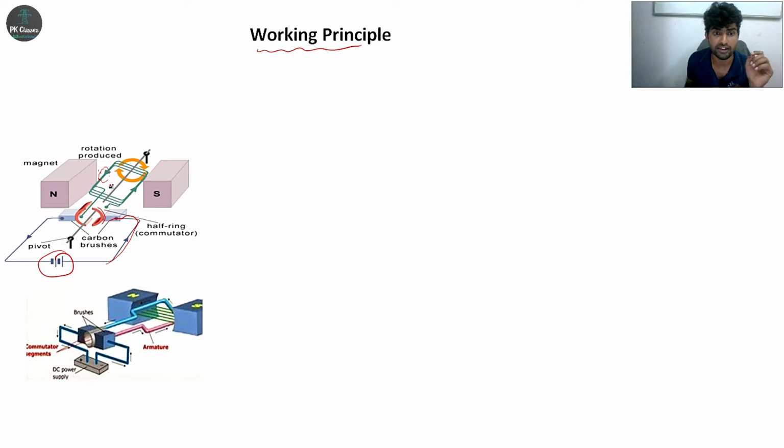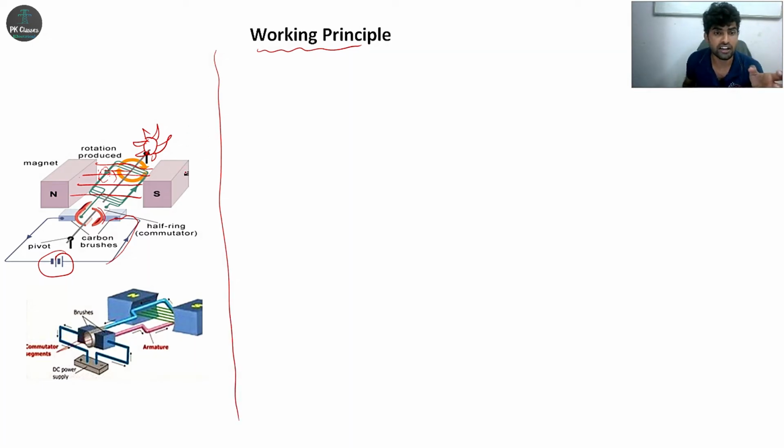It produces a circular magnetic field, right? Here a constant magnetic field is present. What happens from the interaction between this circular magnetic field and this constant magnetic field? This shaft experiences a torque or a force, so it starts rotating. This is the brief principle of DC motor.